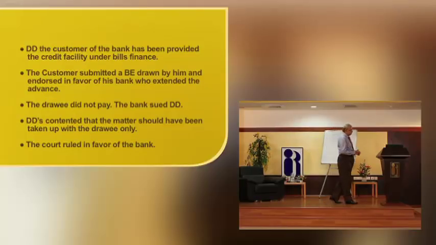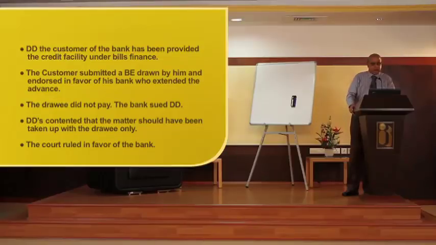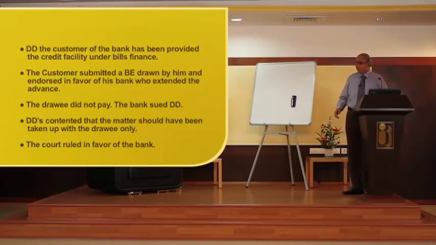The reason is, ultimately the money was given to DD and he is expected to repay the debt. He has the obligation to pay back the money. The court directed DD to make the payment. The court considered his banker as the holder in due course, and DD, being the drawee, is liable to make the payment. This is yet another case.